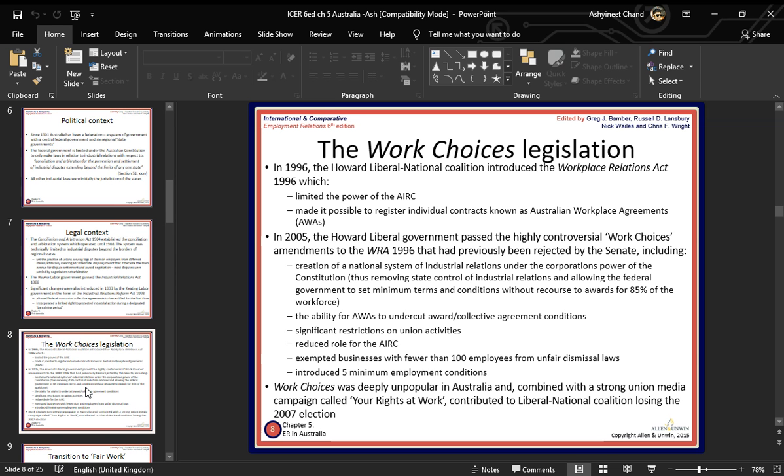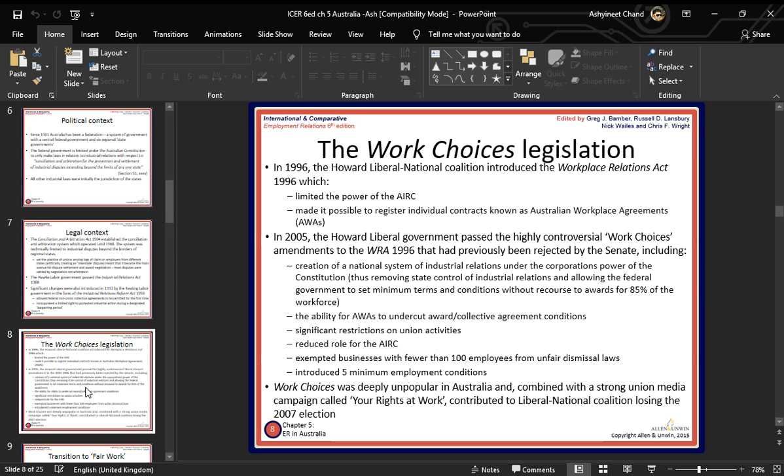So in 2005, the Howard Liberal government passed the highly controversial Work Choices Amendments to the Workplace Relations Act of 1996 that had previously been rejected by the Senate. And this included the creation of a national system of industrial relations under the corporations power of the Constitution, thus removing state control of industrial relations and allowing the federal government to set minimum terms and conditions without recourse to awards for 85% of the workforce.